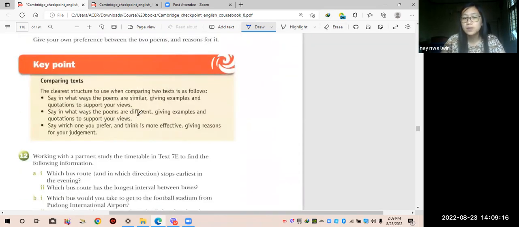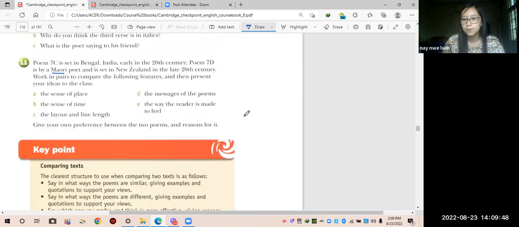And say in what ways the poems are different. So we also have to find out the differences between the poems, give examples again, and give quotations to support our views. And the third one is to say which one you prefer and think is more effective. You may have different ideas: some of you may like The Banyan Tree more, and some of you like Friends more. You also have to give reasons why you like that poem more and why you think it is more effective. Is that clear?